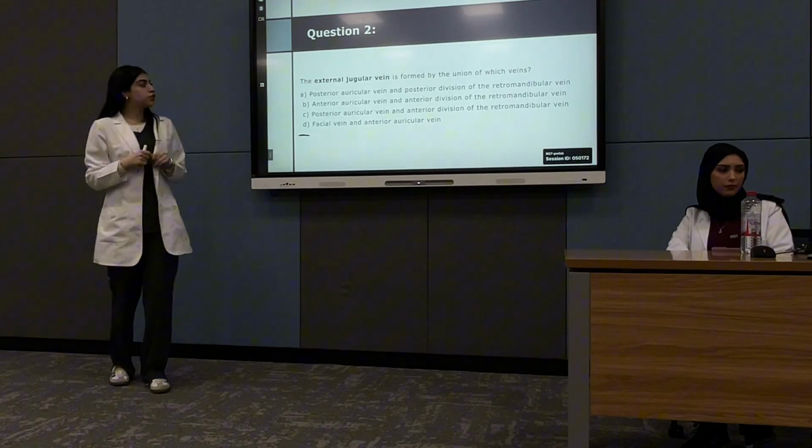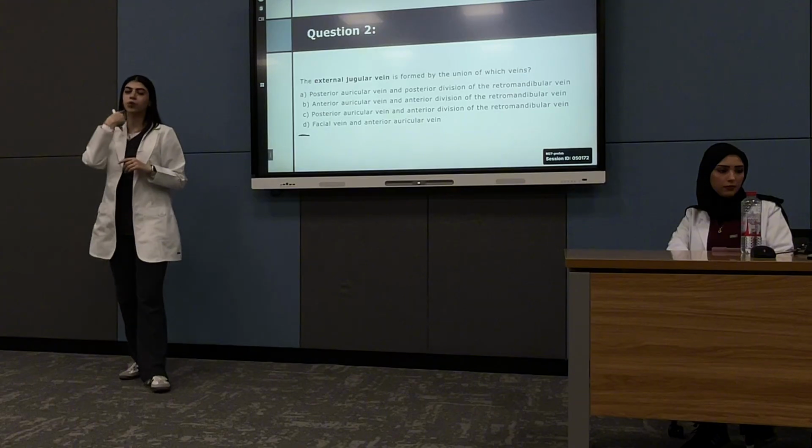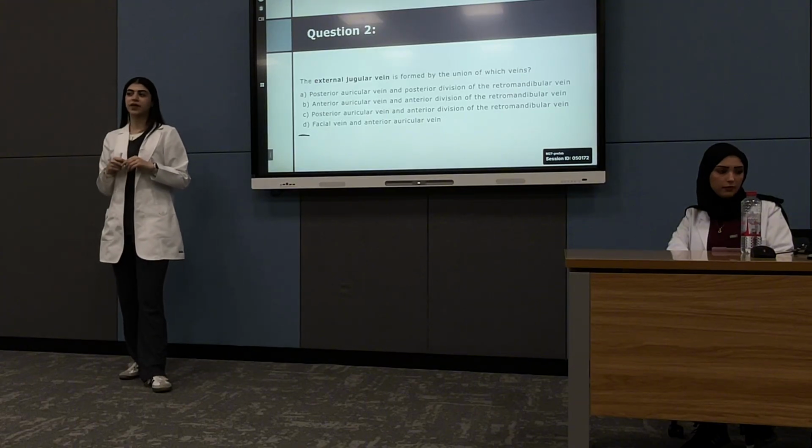The external jugular vein is formed by the union of which veins? The external one that was here is formed by the union of what?